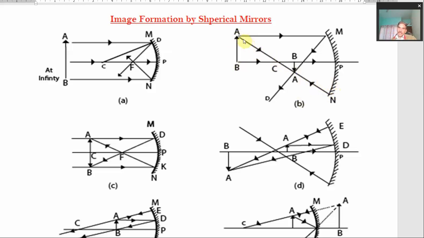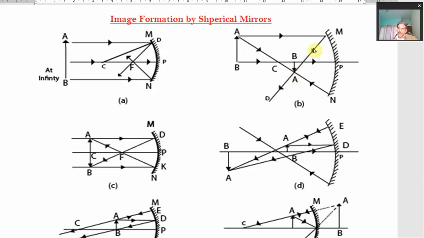So just like here, from the topmost point of this object AB, which is lying beyond C at some finite distance, two light rays are drawn, one parallel to the principal axis. After reflection from the mirror, it goes through the focus. The focus will be on the principal axis at some location. On the other side, a light ray through the center of curvature will just retrace its own path, meaning it will get reflected back along its own path.